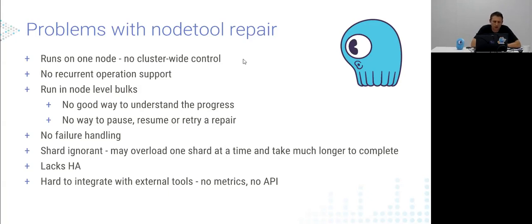And last thing, nodetool itself doesn't have great external integration. So it's hard to script around nodetool. Although Scylla itself has a REST API, it's not easy to use. And nodetool doesn't export metrics as well. So again, it's hard to understand where you are in the repair process. It can take a day, but you don't know if you have a day or an hour or a few seconds for the repair to complete, and that's pretty annoying.